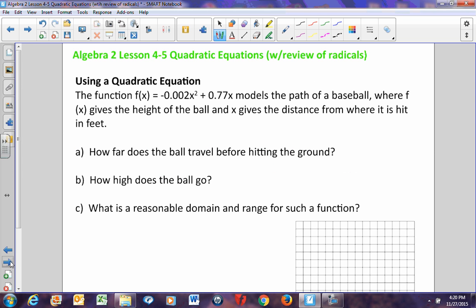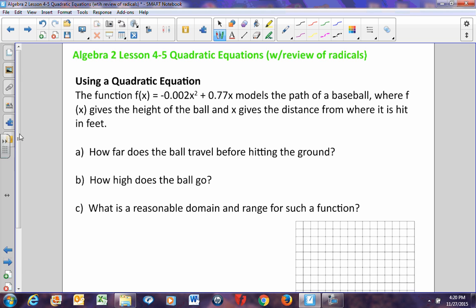A word problem. The function f of x equals -0.002x squared plus 0.77x models the path of a baseball where f of x is given as the height of the ball and x gives the distance from where it escaped in feet. How far does the ball travel before it hits the ground?